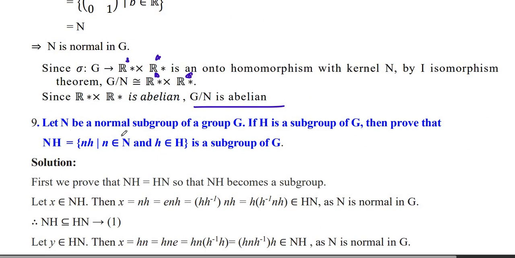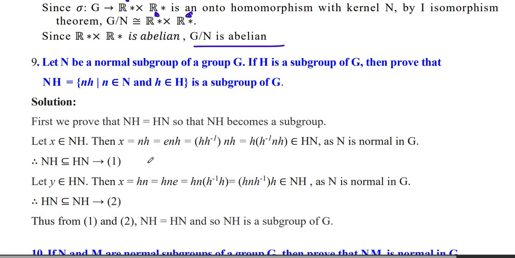Next, let n be normal in G and H be a subgroup. Then we have to show that NH is a subgroup of G. We don't have H to be normal, just H a subgroup. Now we first show that NH is non-empty, because e can be written as e into e, that belongs to NH. Then, X and Y in NH should imply XY inverse belongs to NH. That is one way of proving that NH is a subgroup.